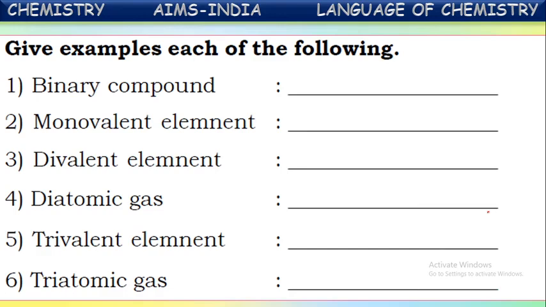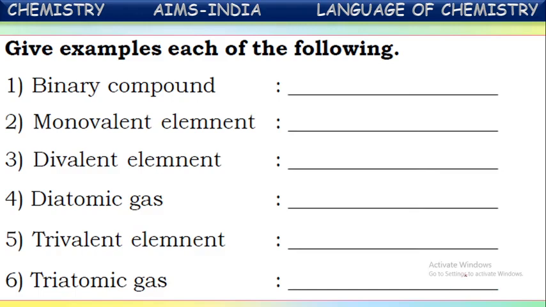Two examples each of the following. Some compound names are given and they're asking to give some examples for these kinds of compounds. What is the first one given? Binary compound. Give an example for the binary compound. Binary means the compound with only two kinds of atoms in its molecules.